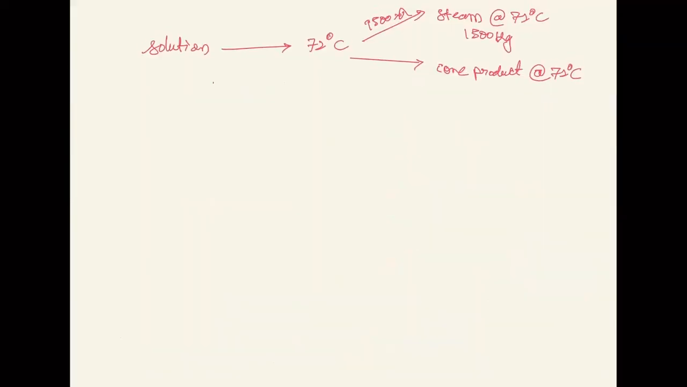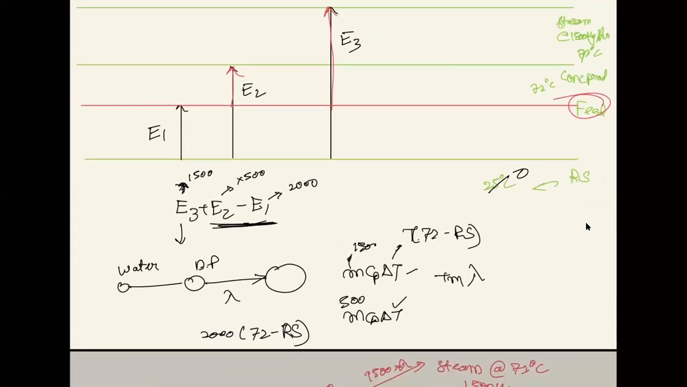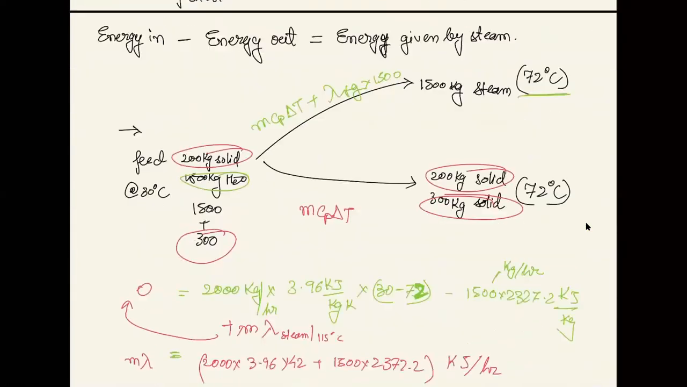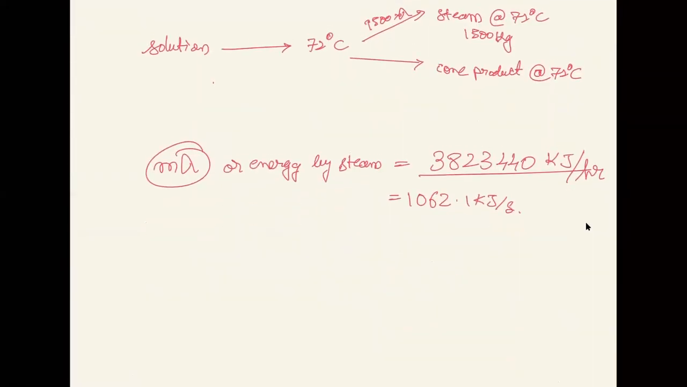Now moving forward in the problem, you basically apply that and what you will get is that m times lambda, or energy by steam, equals some big value. So can anyone calculate that value and tell it to me? Are you getting this particular value, something like this, in the order of this? Yes, anyone?